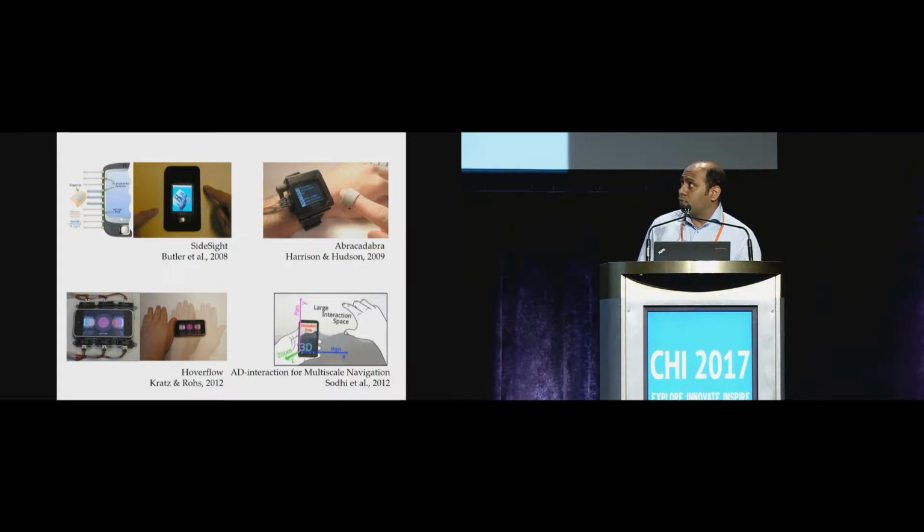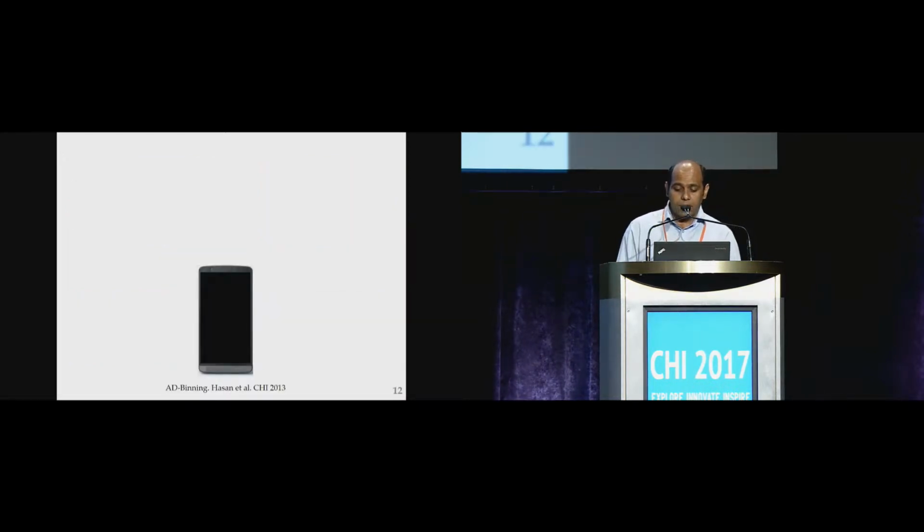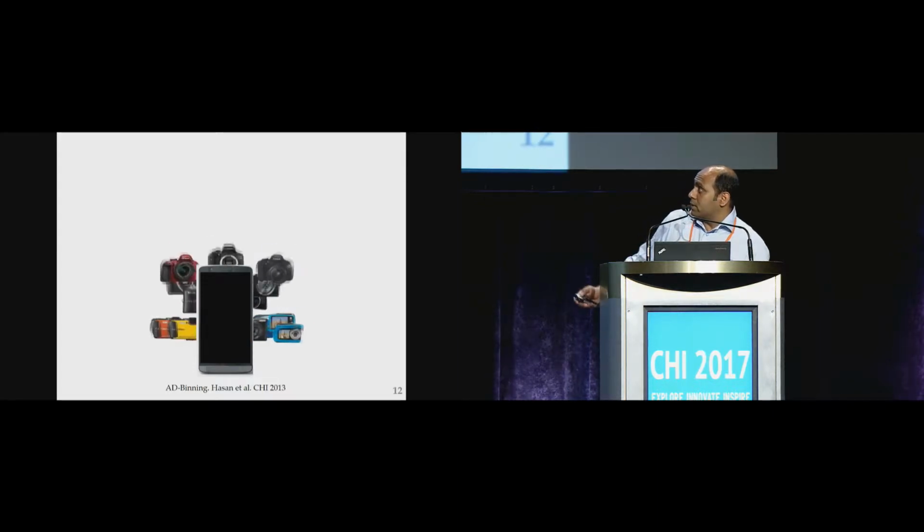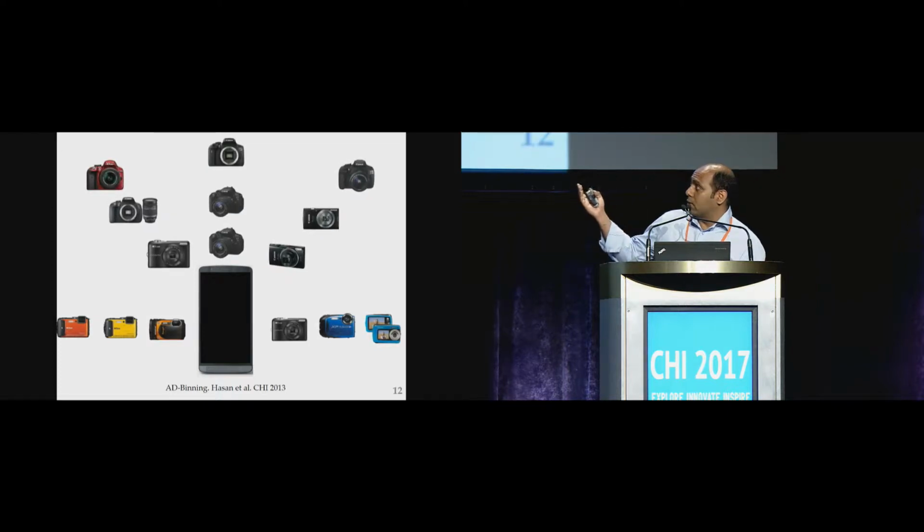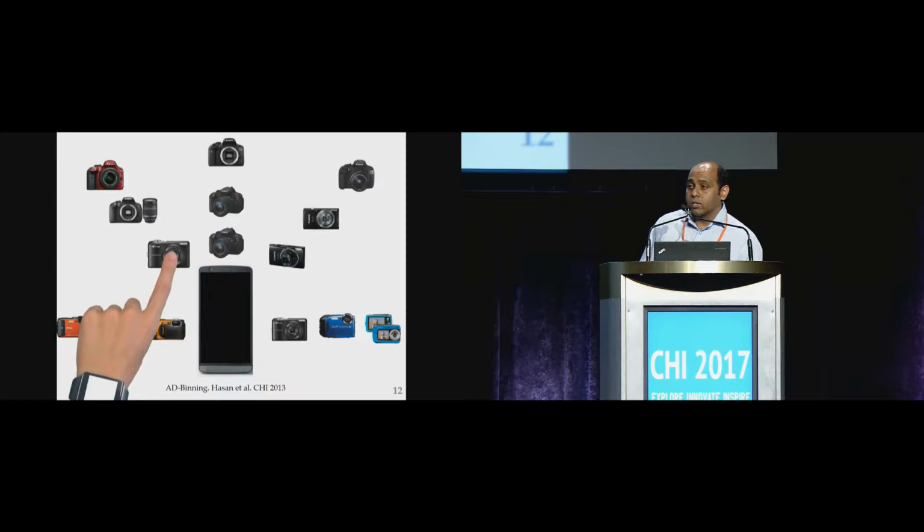Now, I'd like to show you one of our previous projects, which is called AD Binning, where we explored the idea of using a 2D plane parallel to the device for browsing on-device content. So for instance, here, all the camera search information is offloaded around the device, and a user can simply move his hand to different locations in that around-device space to get information on the corresponding item.